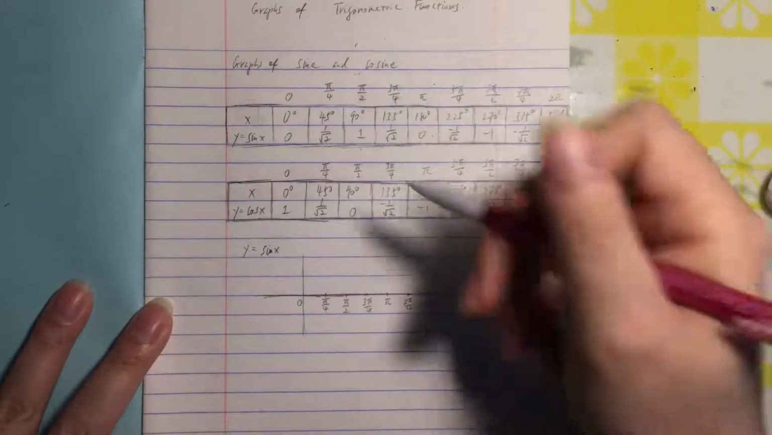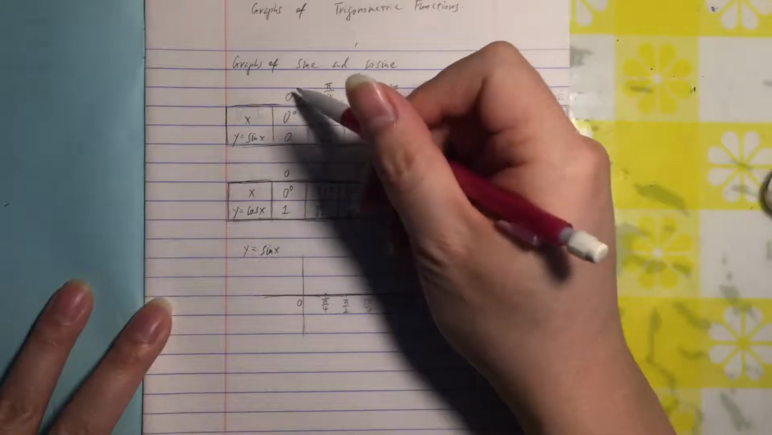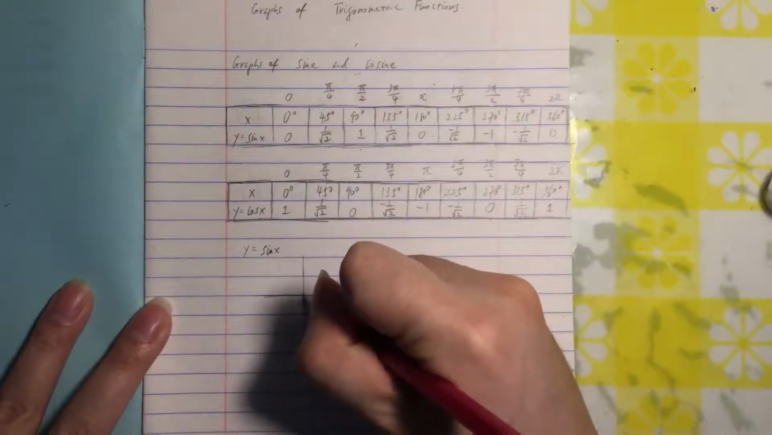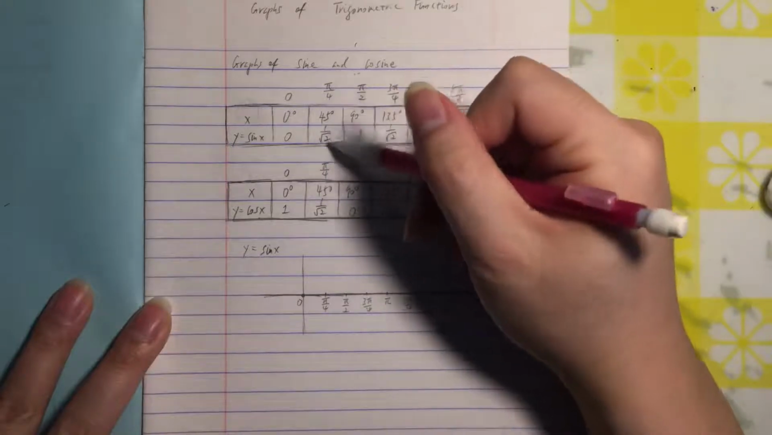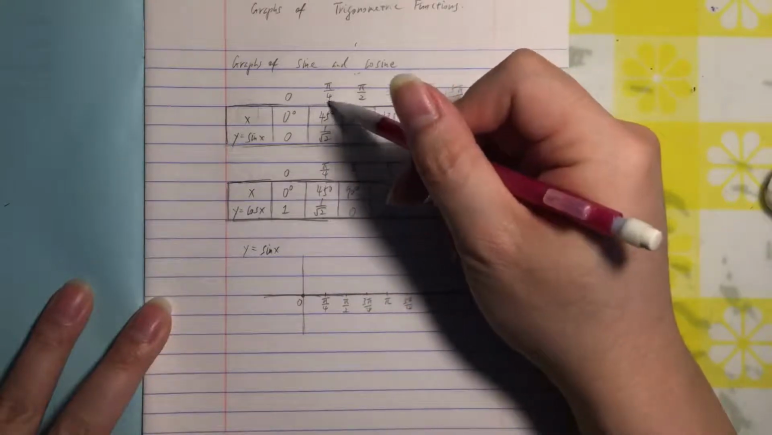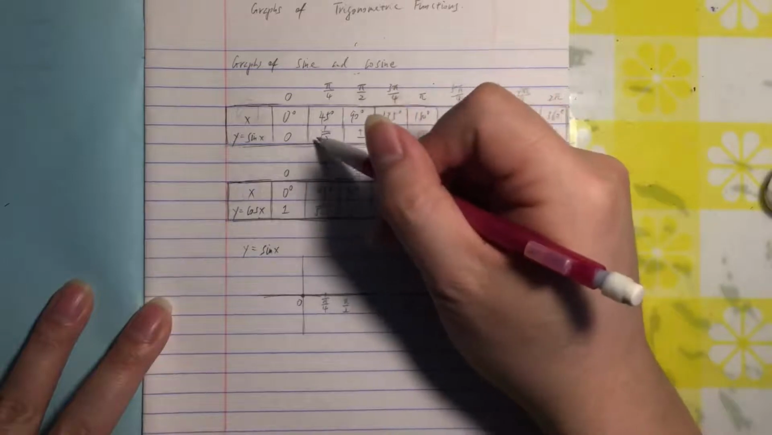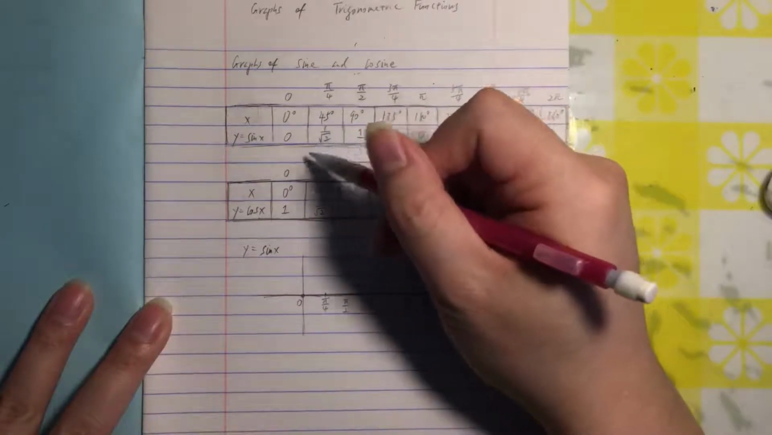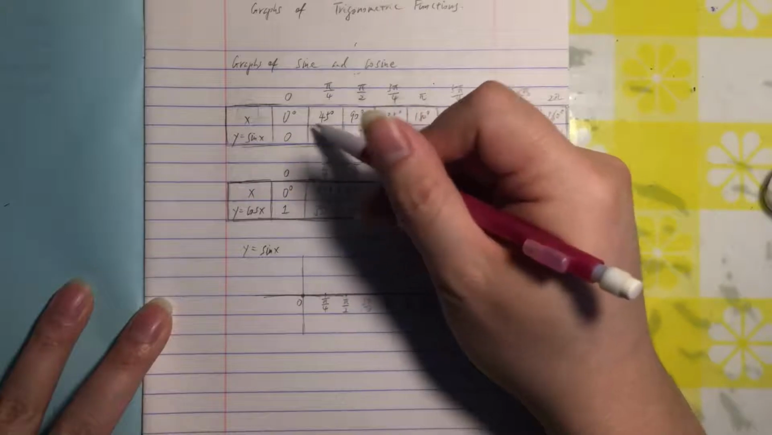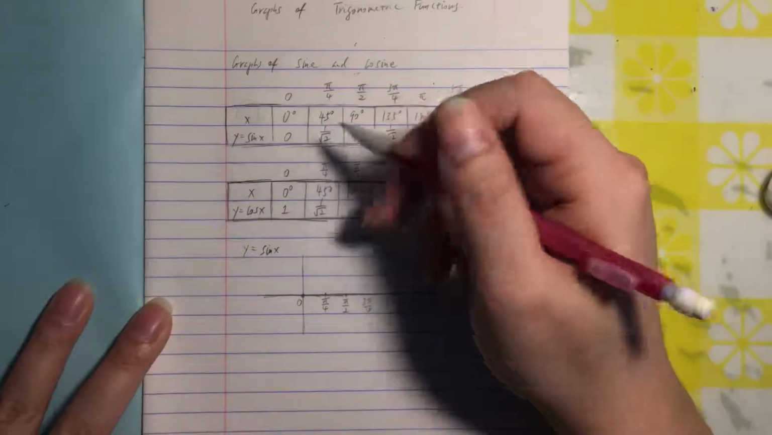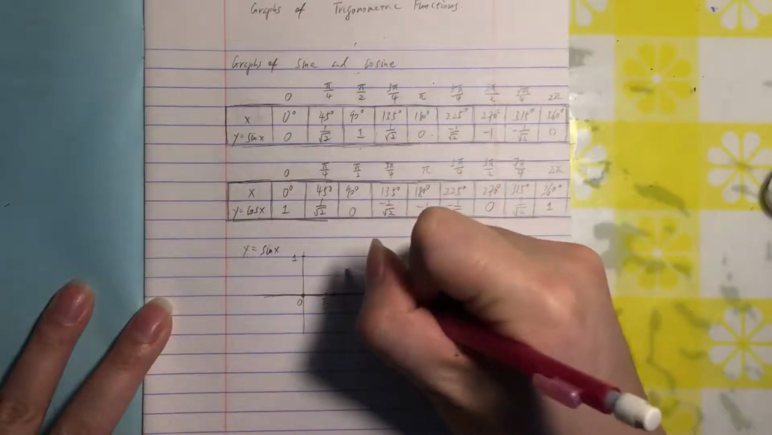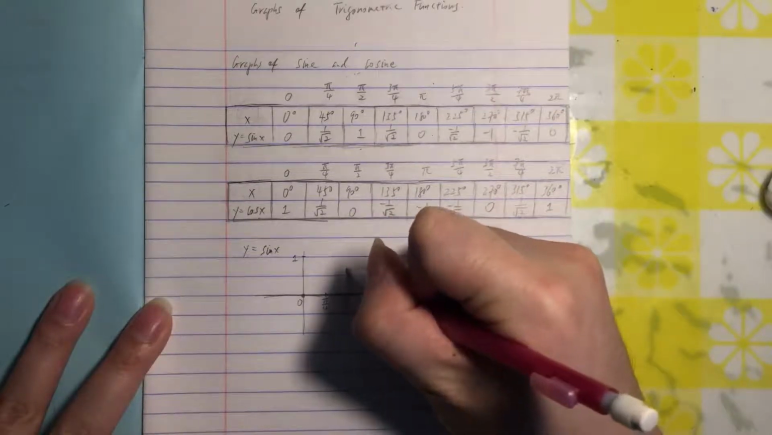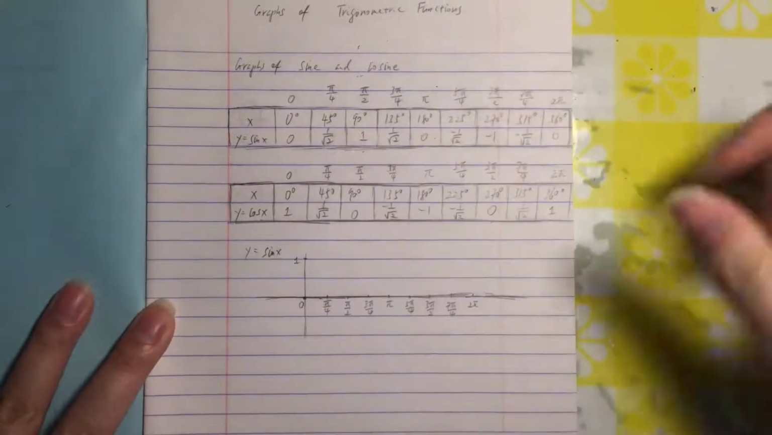Let's plot the points. First point 0, 0. X is 0, Y is 0, is here. Second point pi over 4, 1 over radical 2. X is pi over 4, Y is 1 over radical 2. 1 over radical 2, if we use calculator, it's about 0.7. Assume 1 is here. 0.7, a little above 0.5, somewhere here.